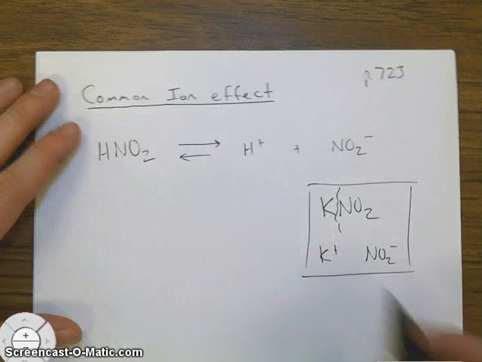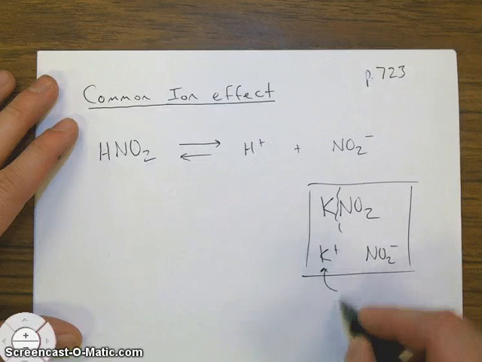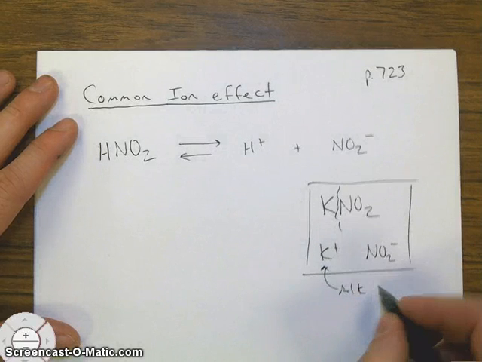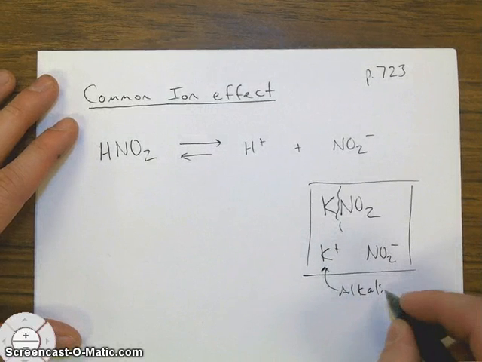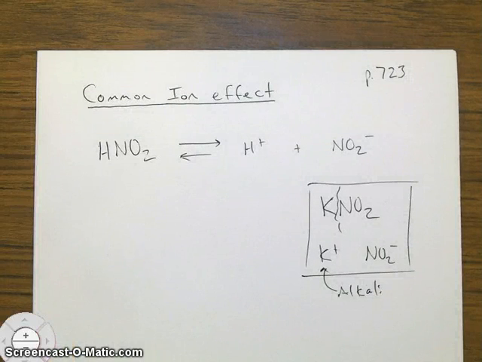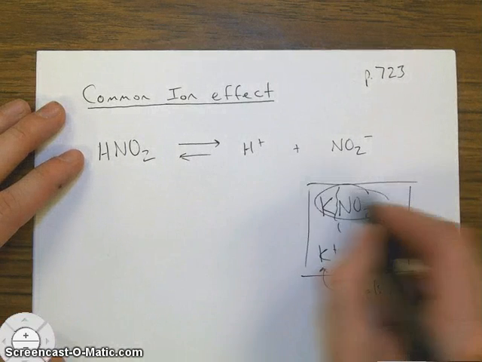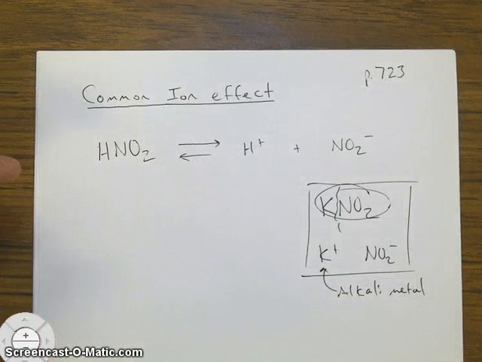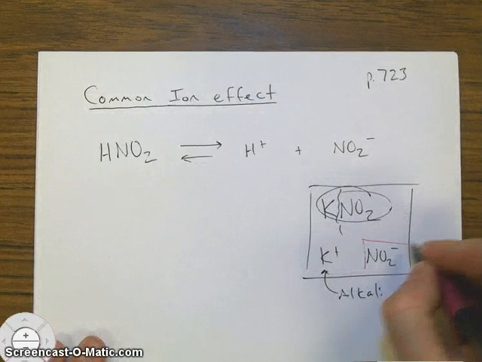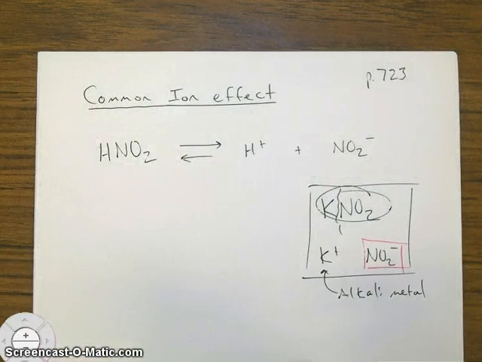So potassium and all the other alkali metals, we have to remember that they're always spectators, because anything that they connect to, they make aqueous, so they never really connect and precipitate out. And because of that, we actually ignore them. So when we say we add potassium nitrite to our solution, we're really saying that we're adding NO2 minus to our solution. So let's talk about what we're doing.